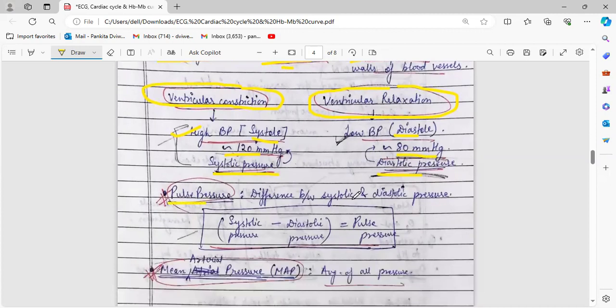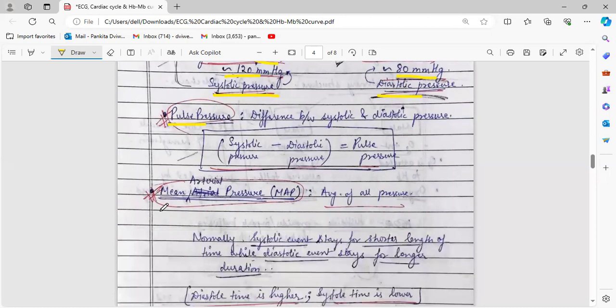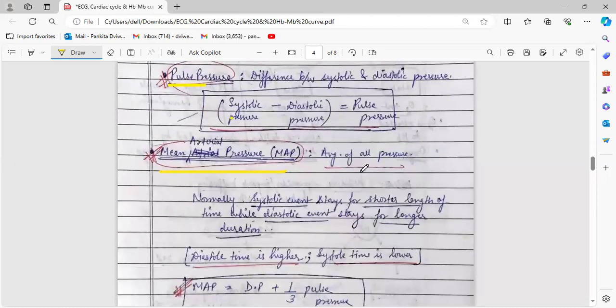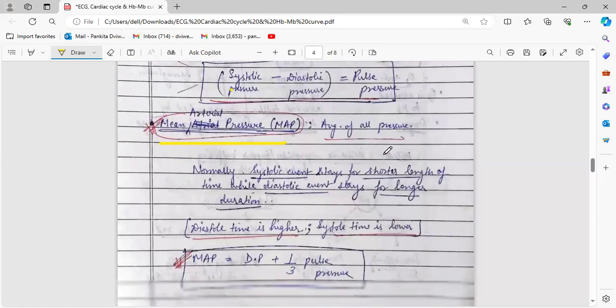What is pulse pressure? Pulse pressure is the difference between the systole and the diastole. So that is called the pulse pressure. And mean arterial pressure, also known as MAP, is the average of all these pressures. The average of systolic, diastolic, and pulse pressure is the mean arterial pressure.